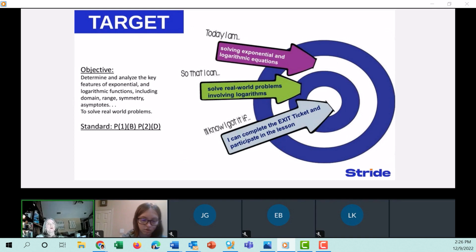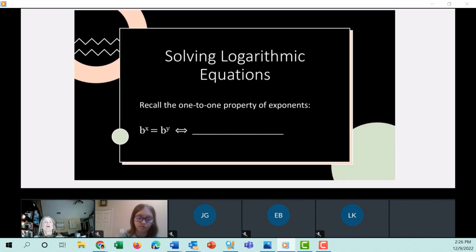So today we're going to be solving exponential and logarithmic equations to solve real-world problems involving logarithms. So there are going to be a lot of words here. If you've been working on vocabulary and building on that, it may be a little easier for you, but I need your help. So let's go back to what we were talking about a minute ago.